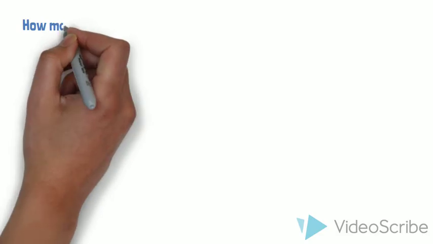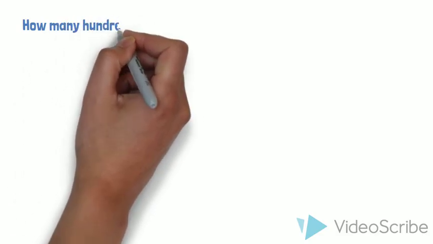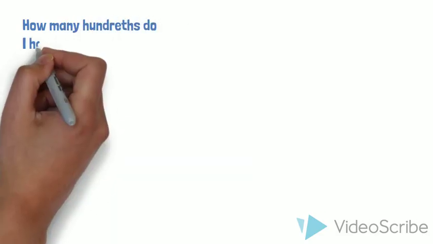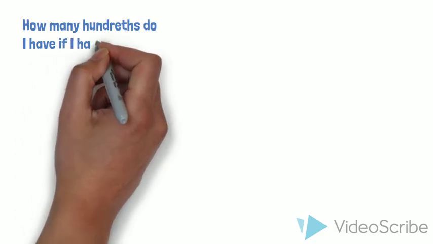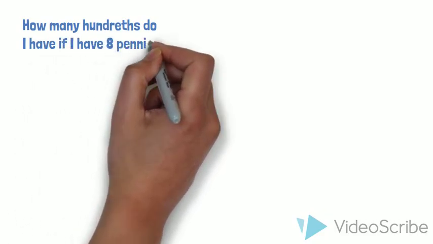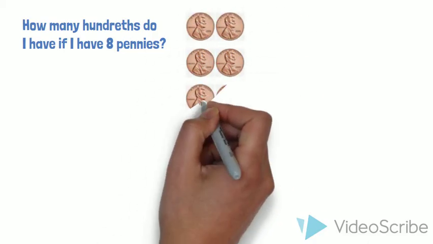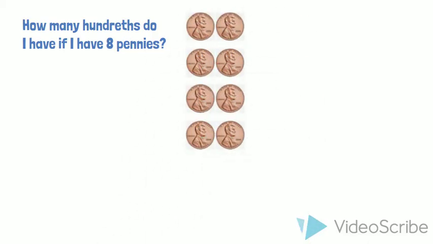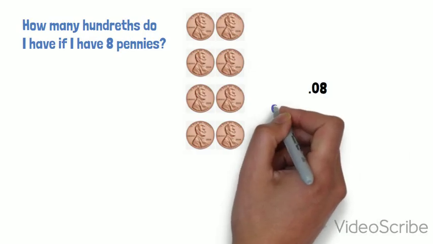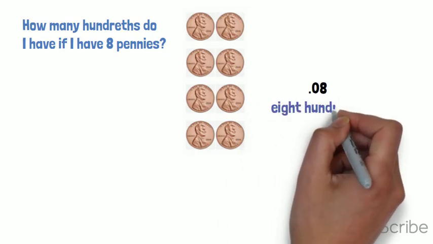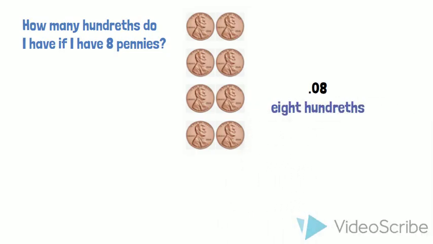I want you to think about this one. How many hundredths do I have if I have 8 pennies? I know that if I have 1 penny, I have 1/100th. If I have 2 pennies, I have 2/100ths, which means that if I have 8 pennies, I must have 8/100ths.